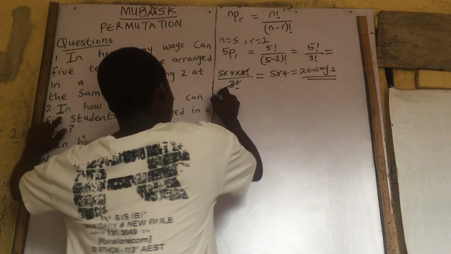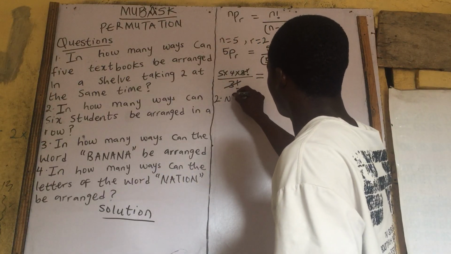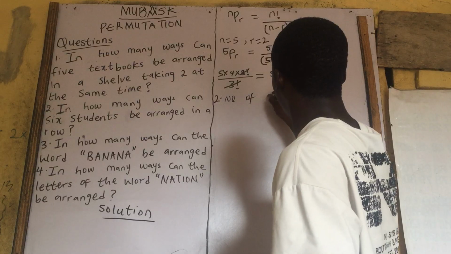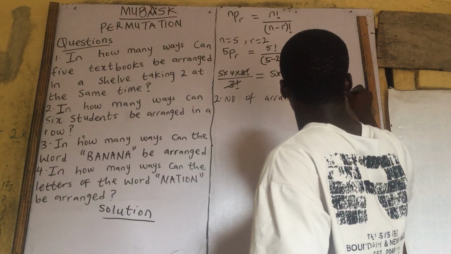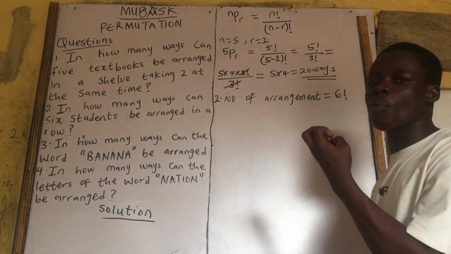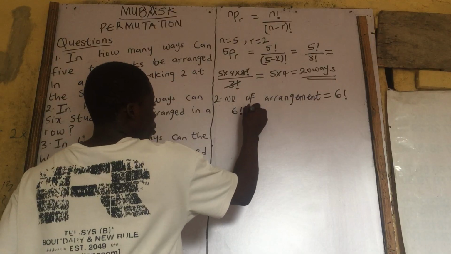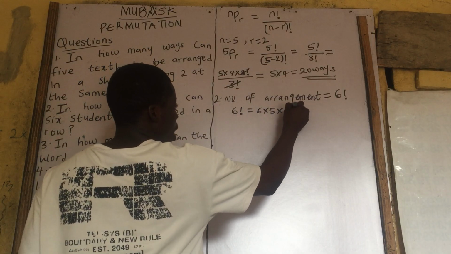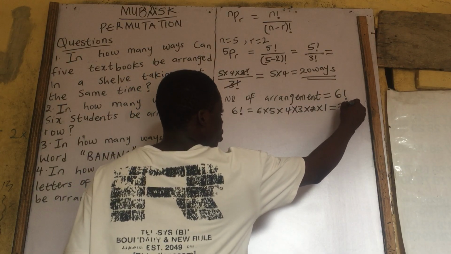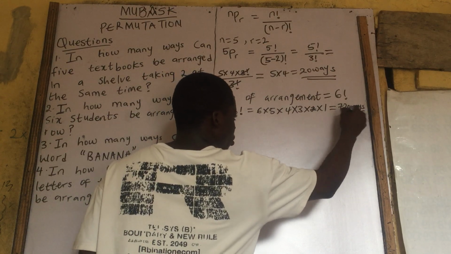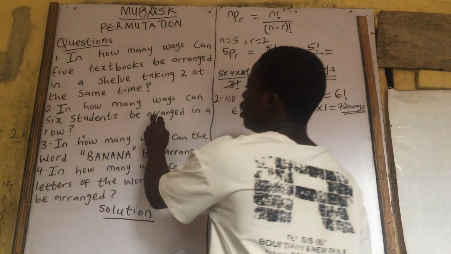Question 2. In how many ways can 6 students be arranged in a row? Firstly, to solve this, the number of arrangements equals 6 factorial, because we are looking for how many ways 6 students can be arranged in a row. 6 factorial equals 6 times 5 times 4 times 3 times 2 times 1, which equals 720 ways. That means we can use 720 ways to arrange 6 students in a row.